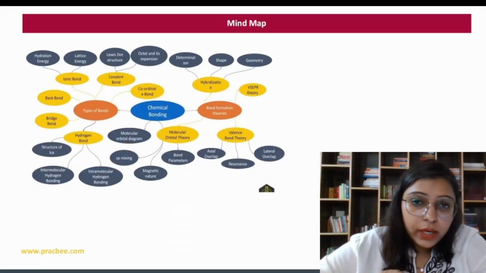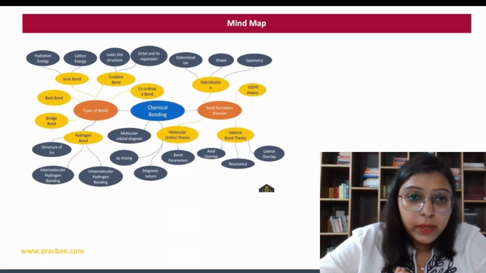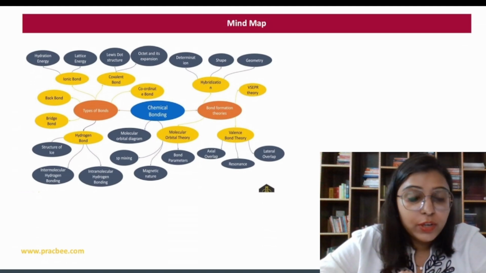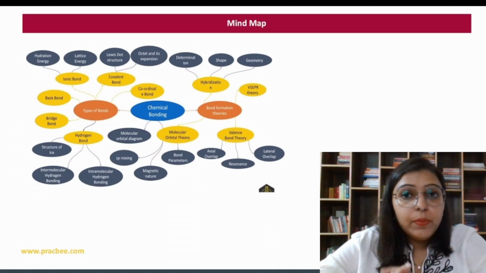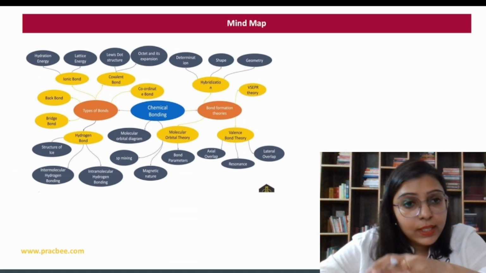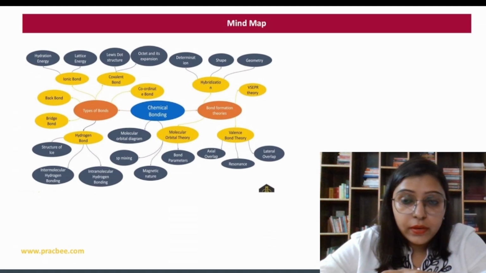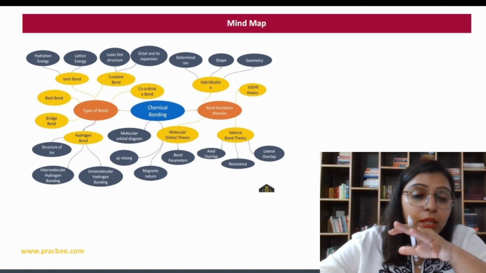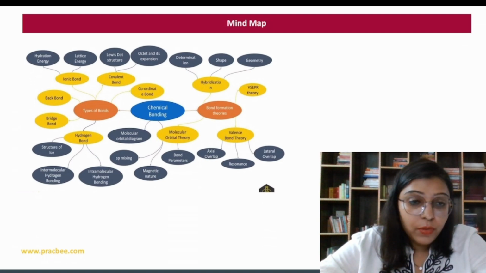In chemical bonding, first we have to discuss the types of bonding. In the types of bonding we generally have three types: covalent bond, ionic bond, and coordinate bond. Coordinate bond is also known as the dative bond. What you should know about all these types of bonding are the basics, the characteristics, and the properties of the compounds formed by these kinds of bonding.